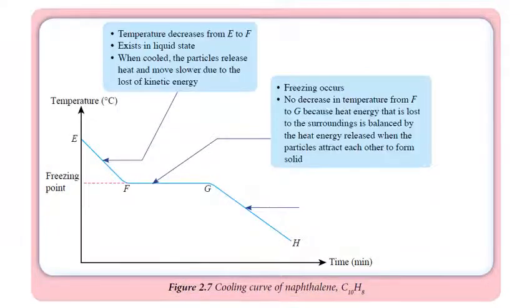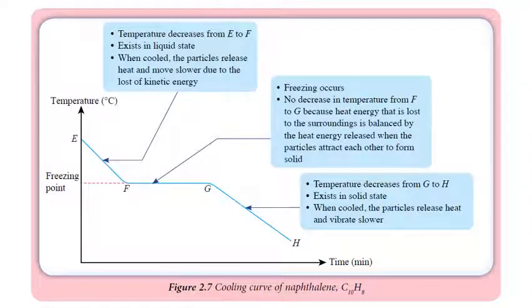The other one is the cooling curve of naphthalene. Looking from the top, EF. The temperature decreases from E to F and it exists in liquid state. When cooled, the particles release heat and move slower due to loss of kinetic energy, until here FG at the freezing point.